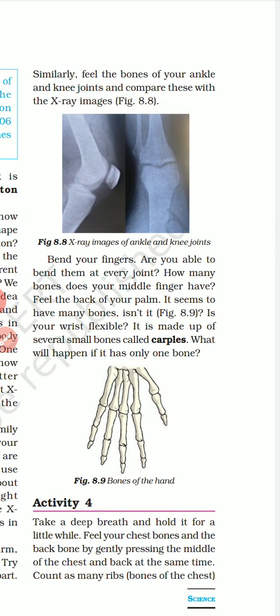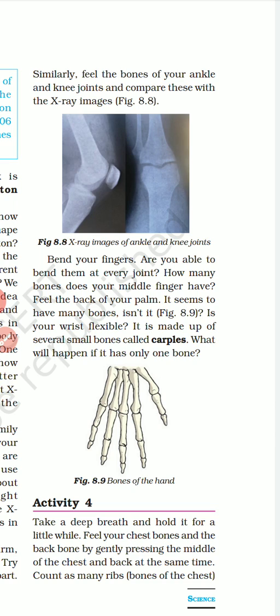Okay, in the upper arm you will feel one single bone, which is called the humerus. Upper arm means from shoulder to elbow. From elbow to your wrist there are two bones, one thick bone on the upper side, and underneath you will find a thin bone. The one which joins to your thumb is called the radius, and the lower one which joins to your little finger is called the ulna.